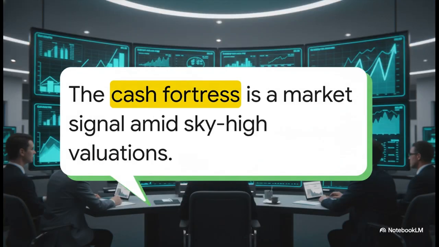You are doing great. And now for our final shadowing target. The cash fortress is a market signal amid sky-high valuations. Go ahead and repeat it exactly 2 times. The cash fortress is a market signal amid sky-high valuations. The cash fortress is a market signal amid sky-high valuations.